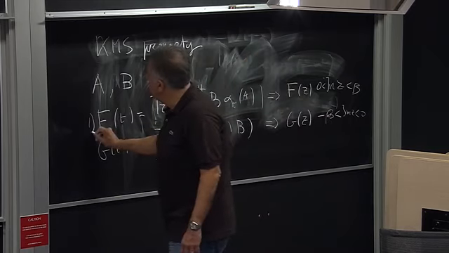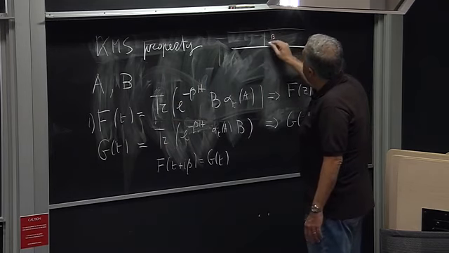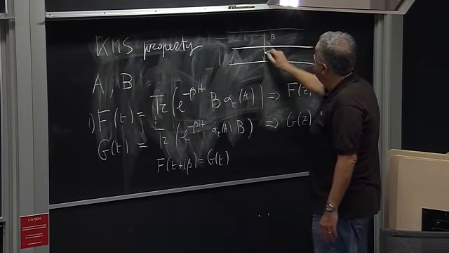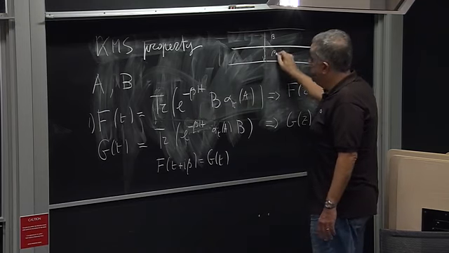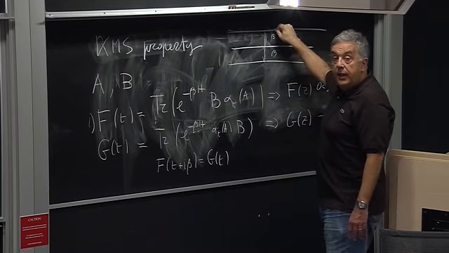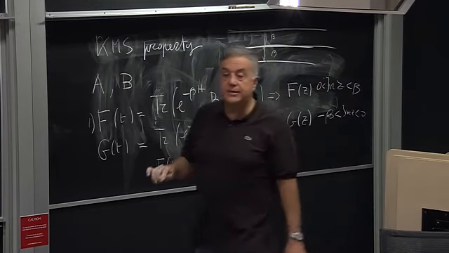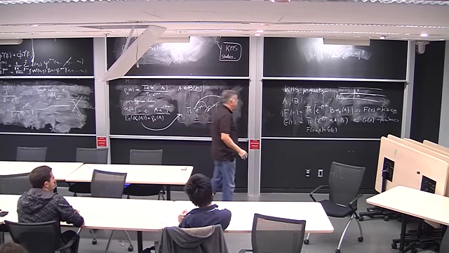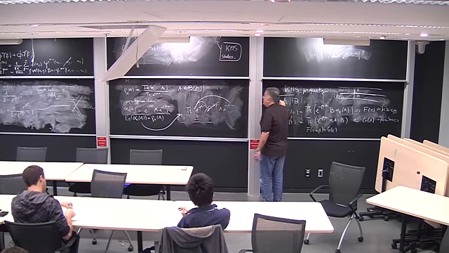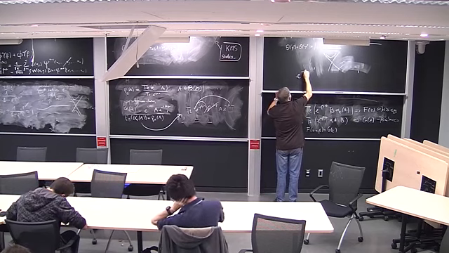This is one statement. These are functions which are holomorphic in strips. F is holomorphic in the strip that goes from zero to beta. The second, G, is holomorphic in the strip that goes from minus beta to zero. And if you take the boundary value of F on this line, this coincides with G on this line. These are the KMS properties. And the KMS theorem tells that these properties are equivalent to the fact that such a state is uniquely determined this way.